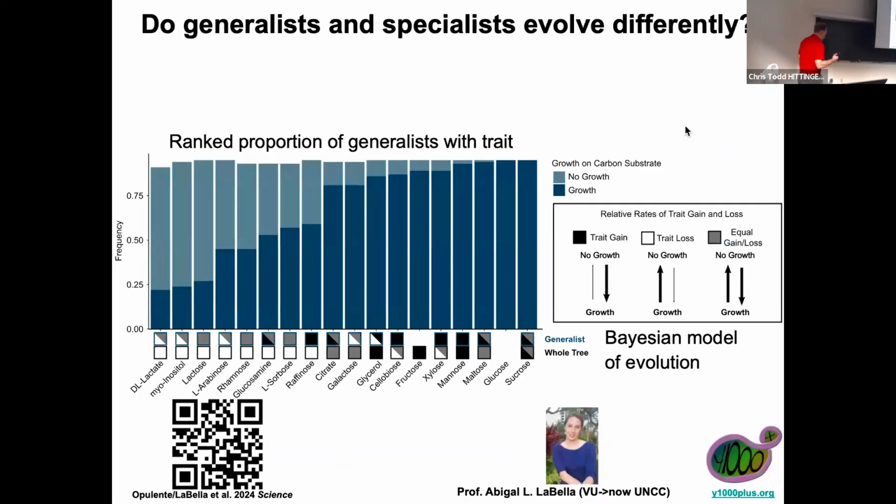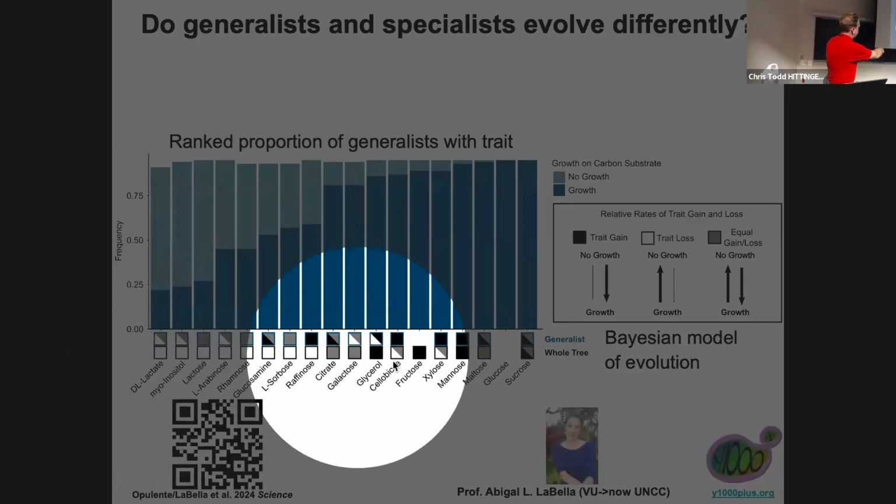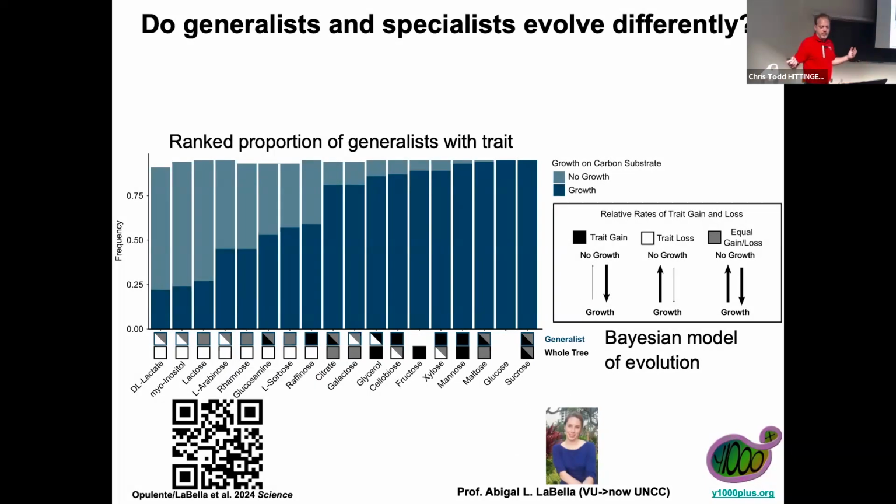So the next thing we wanted to ask is whether generalists and specialists evolved differently. To assess that, we ranked carbon sources by how often they were used in generalists. That's what's going on left to right. Lactate is very rarely used, whereas glucose and sucrose are pretty much always used by generalists. We then used a Bayesian model to infer whether we're seeing more trait gain or trait loss in each case, specifically in generalists or across the tree as a whole.